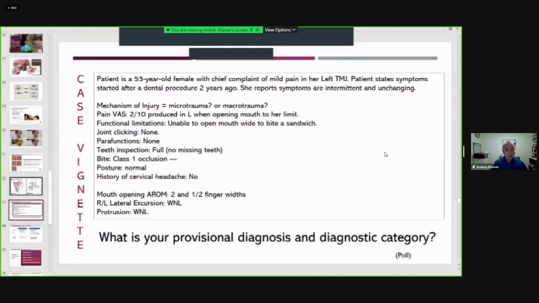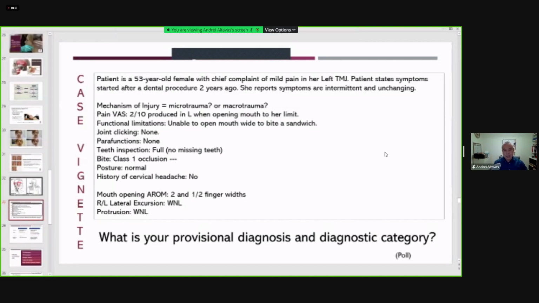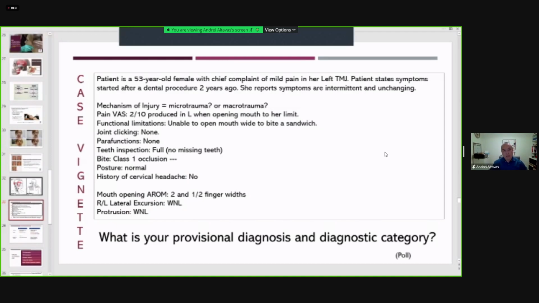All right, so we have a case here, and this is actually a pretty straightforward, simple case. I'm currently treating this patient, and we've had great success as far as meeting her goals. After this little case vignette presentation, I'm going to ask you a question which you're going to answer in the poll.